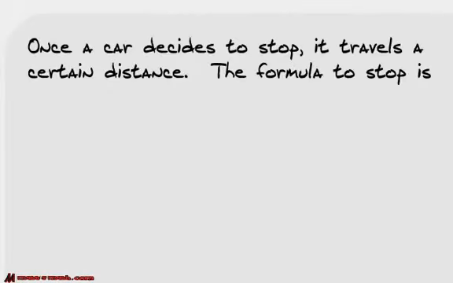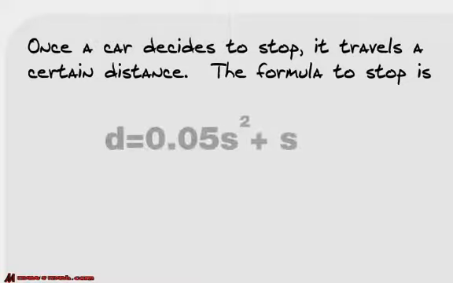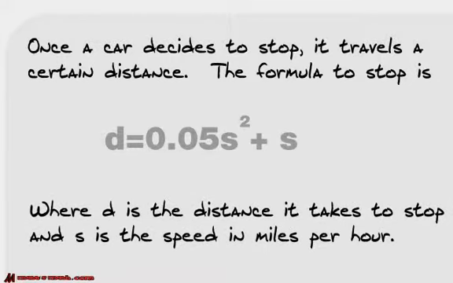Let's talk about it. Once a car decides to stop, it travels a certain distance. The formula for how far it will have to go to stop is this, where d is the distance it takes for this car to stop, and s is the speed it was traveling in miles per hour. So this is a quadratic equation.